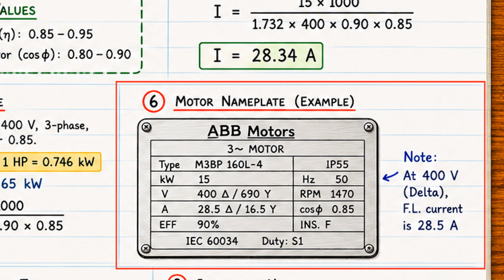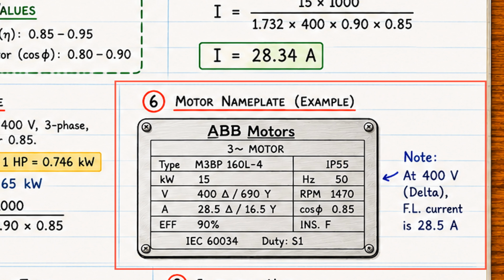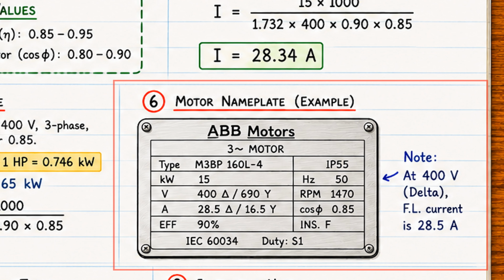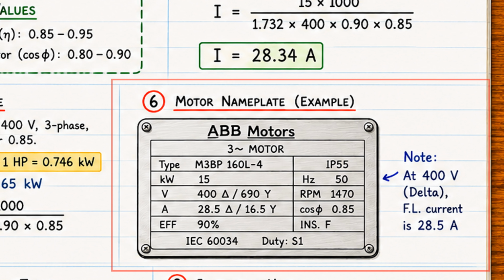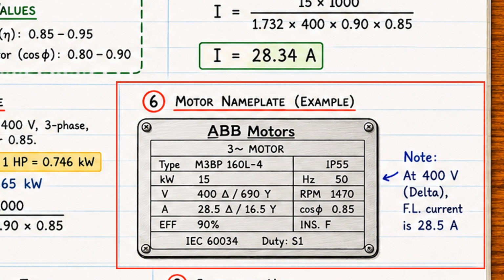In 400 volt systems, this motor must be connected in delta. In 690 volt systems, it must be connected in star. The nameplate also shows an efficiency of 90%, a power factor of 0.85, insulation class F, and duty type S1, which means continuous operation.